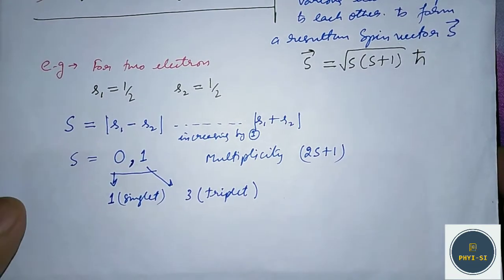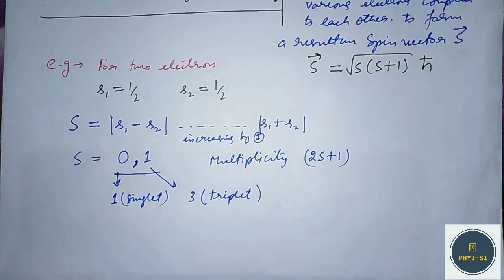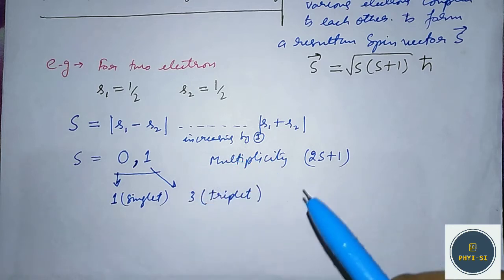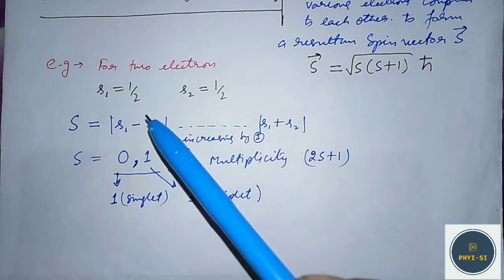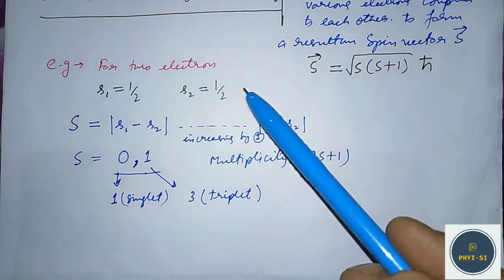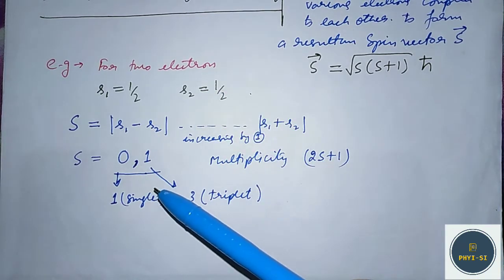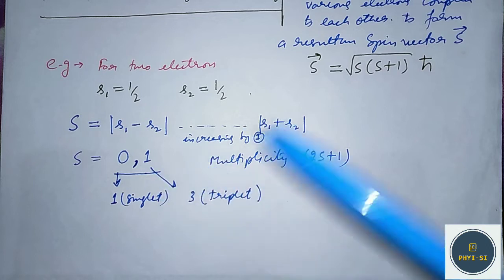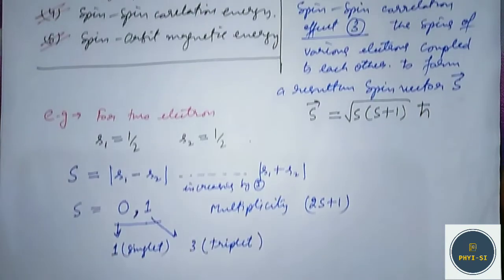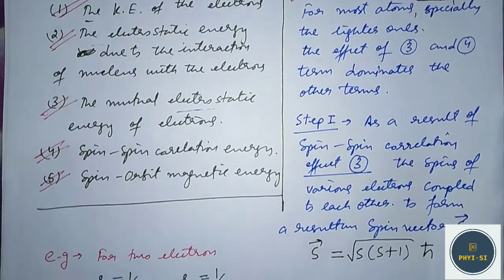It is a triplet. This is how we can also see the example of 3 electrons or 4 electrons. If we have more than 2 electrons, first we interact 2 electrons and come to this state, and then we interact it with the third electron and come to the next state, and then we'll move on. Now this was the second step. This was the first step. First we have to combine the spins.